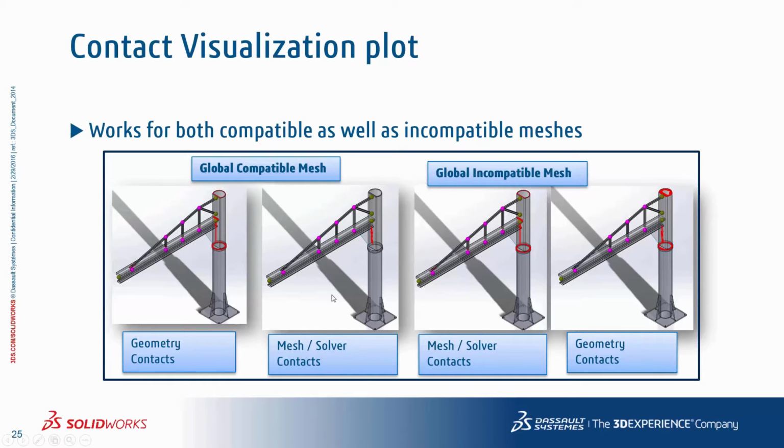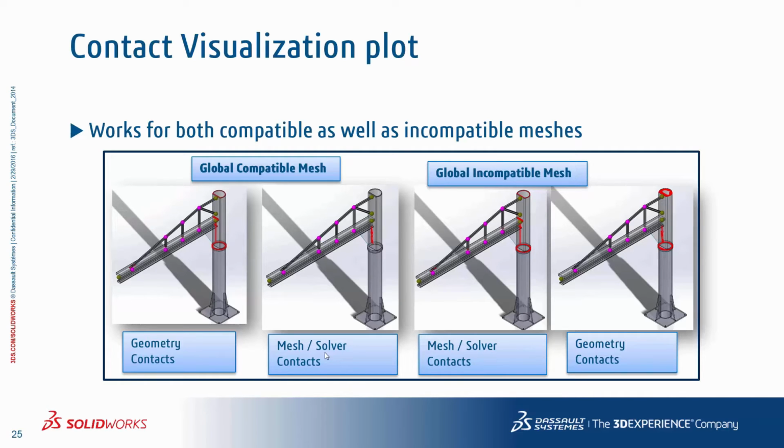So here is a quick illustration of what happens when you have global contact in both compatible as well as incompatible mesh, and how the geometry as well as the mesh or the solver-based contact will actually look. This is really useful, especially when you have geometries of mixed types like a beam body, shell body, or just a regular solid body, all interacting through contact definition, whether bonded or no penetration. So it's a great way to identify if your beam is really connected to the solid face or the shell face or not.